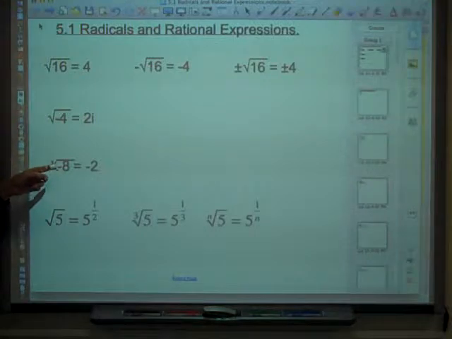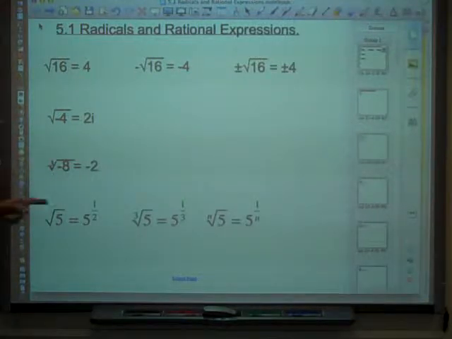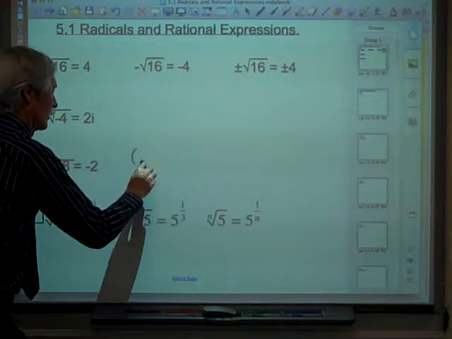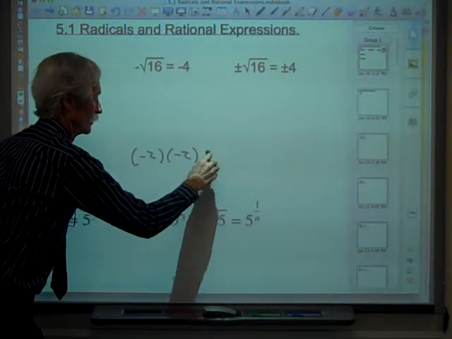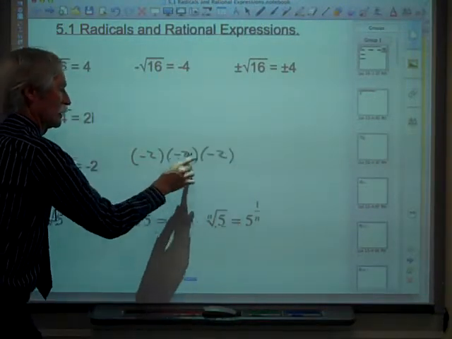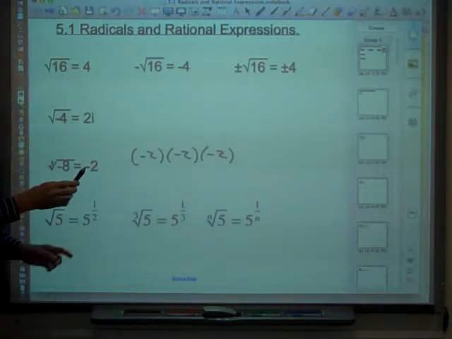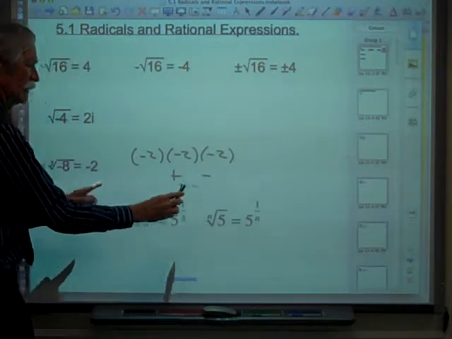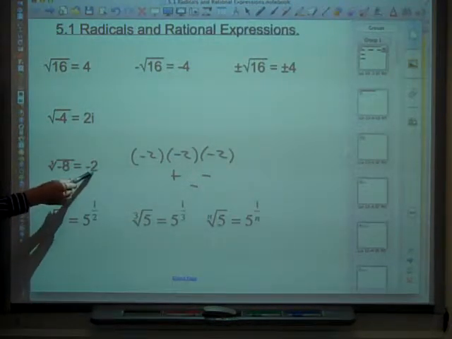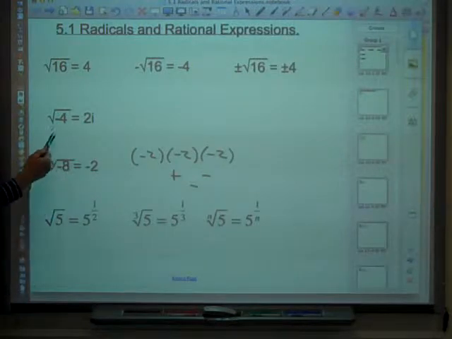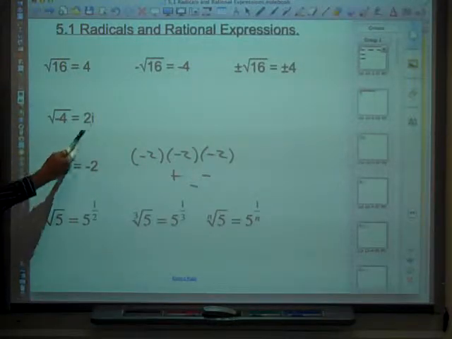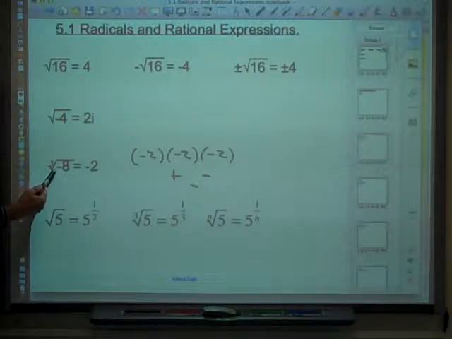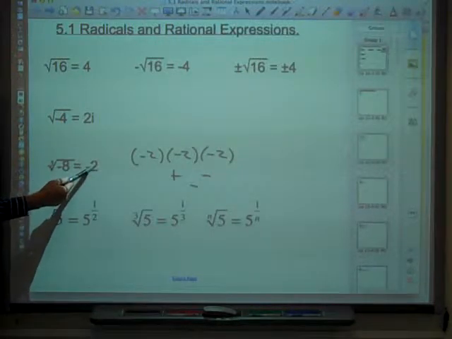The cube root of a negative, however, is not imaginary. Because aren't you asking what can multiply itself 3 times and be negative 8? What's a negative times a negative times a negative? Negative. A negative times negative is positive, times negative is negative. So the cube root of a negative can be real. It's the square root of a negative that's the problem. So don't start putting imaginary on cube roots. Cube roots of a negative work perfectly.